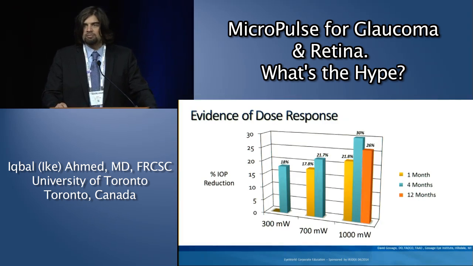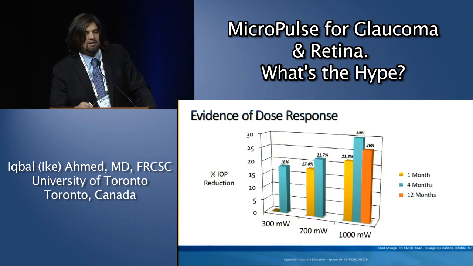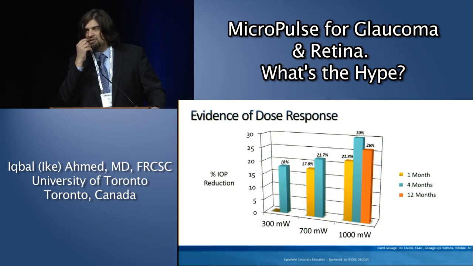So this is from David Gossage. He has, like I said, done some great early work, looking at different laser energy levels, 300, 700, and 1,000. And I think what he's showing here is basically that there seems to be a bit of a dose response in terms of looking at laser energy levels correlating to percent IOP reduction.